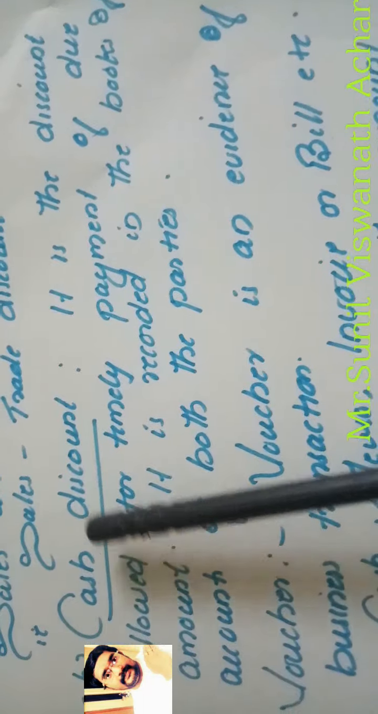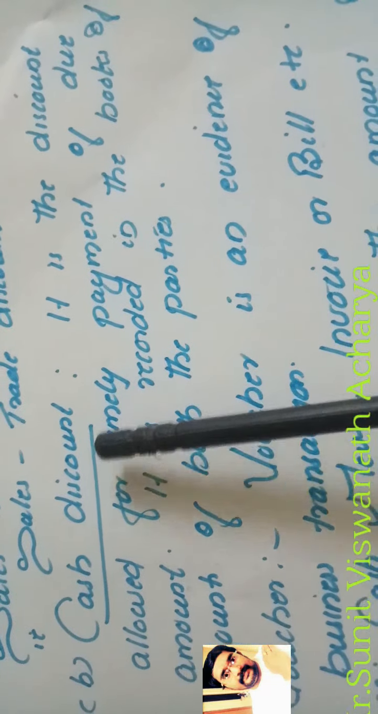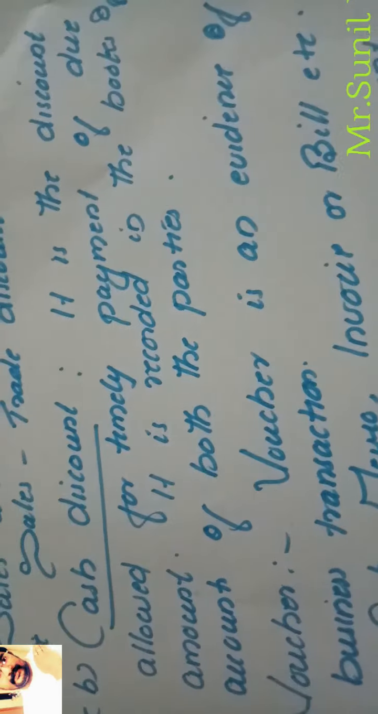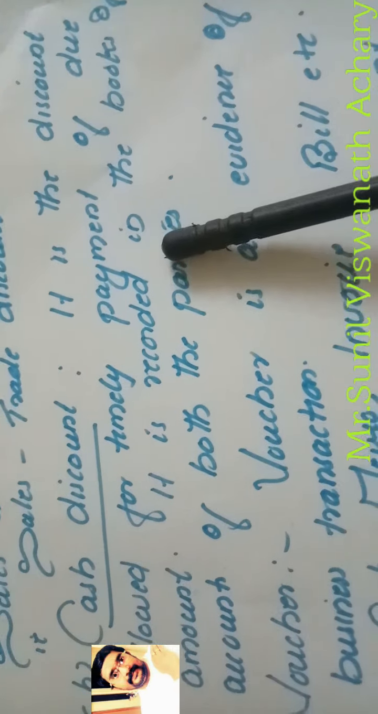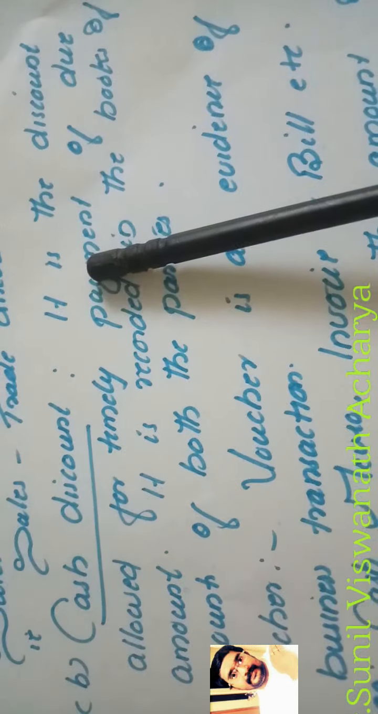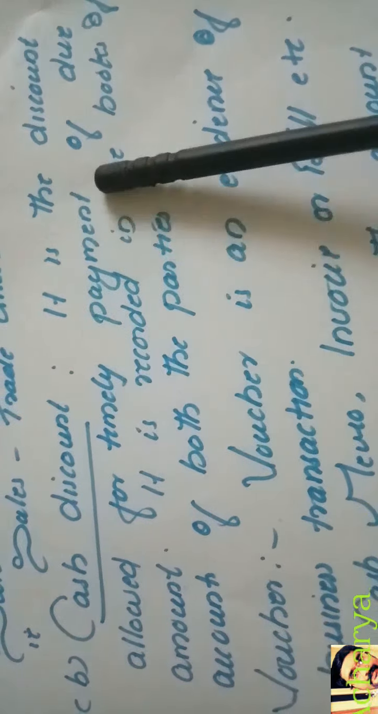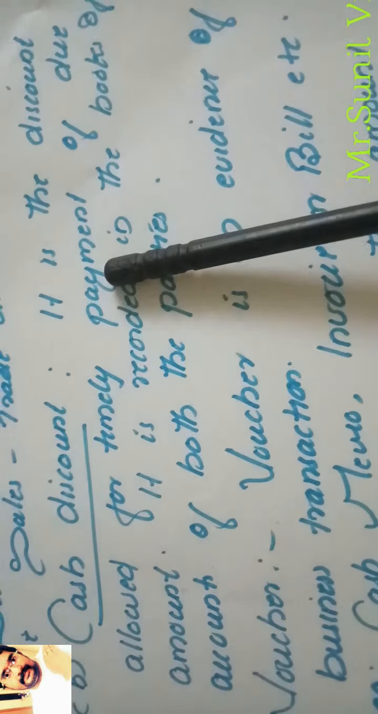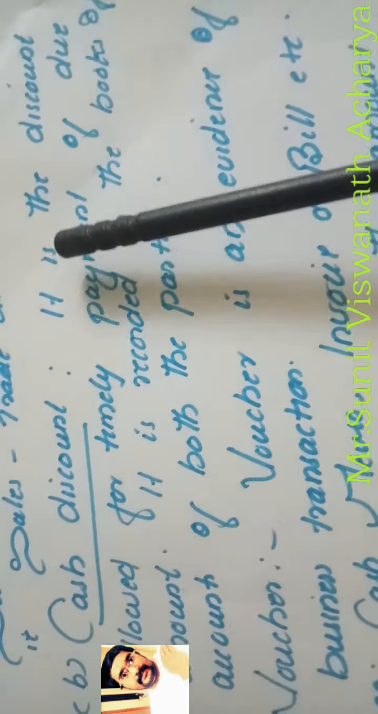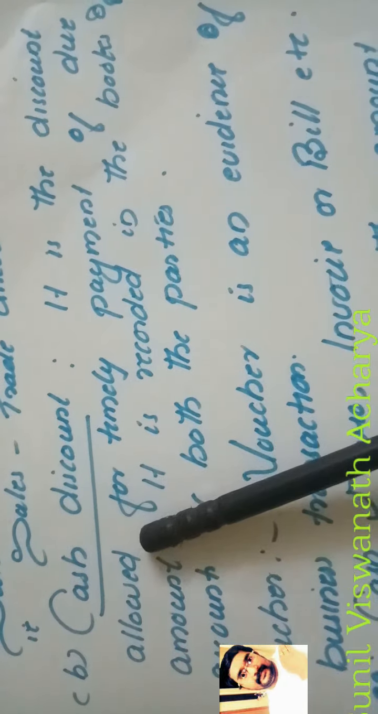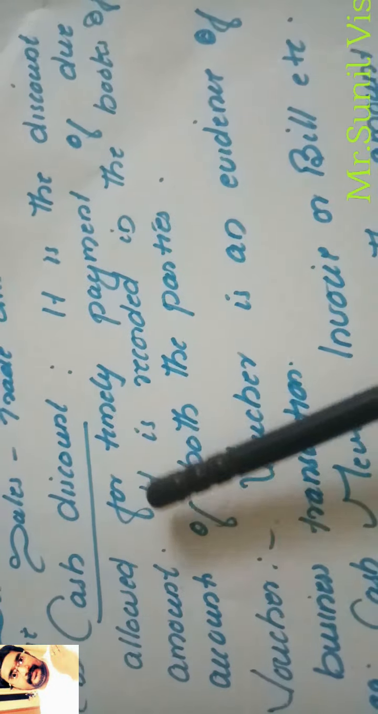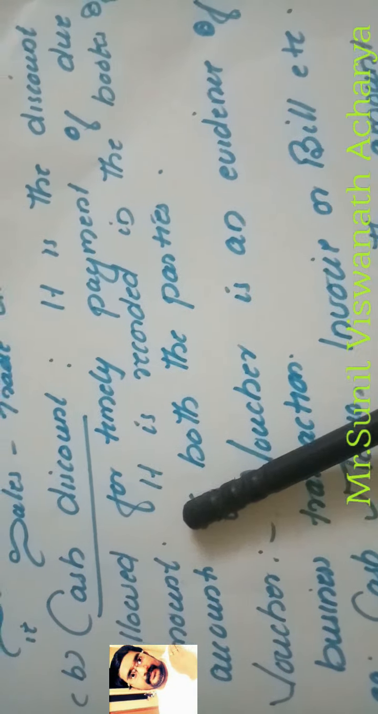Such a discount we will call cash discount. If we give some discount, they will pay the money on time. Otherwise, sometimes they will extend the time. There is a chance. So if you want to get timely payment of money due from any customer, we can give some discount. That discount is known as a cash discount. So cash discount is a discount allowed for timely payment of the due amount.